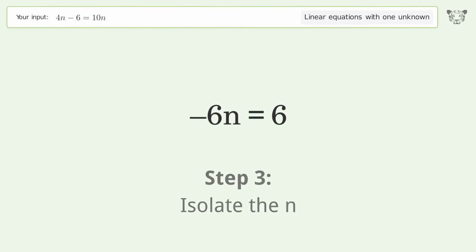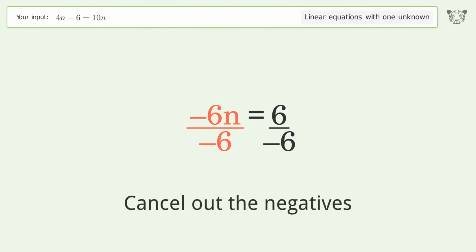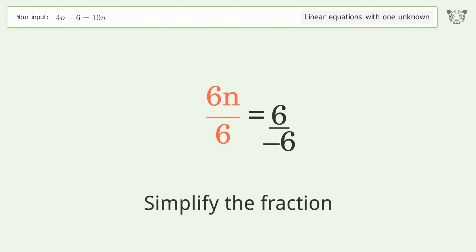Isolate the n. Divide both sides by -6. Cancel out the negatives. Simplify the fraction.